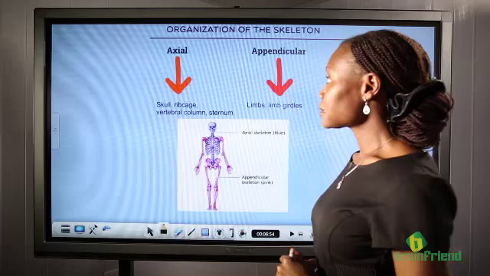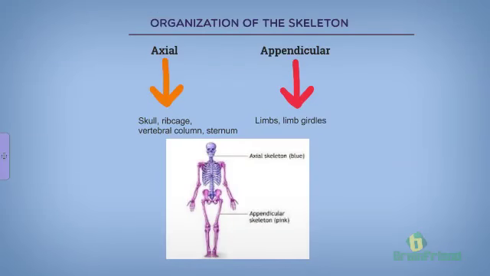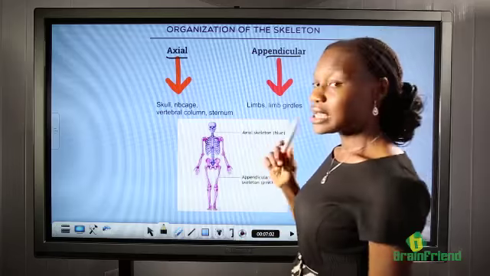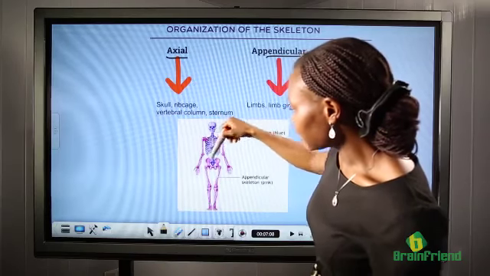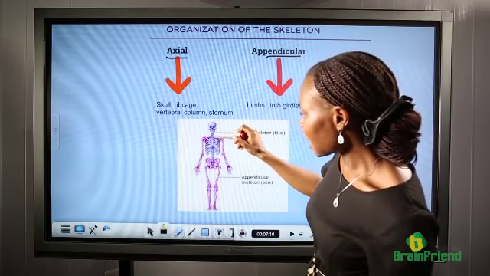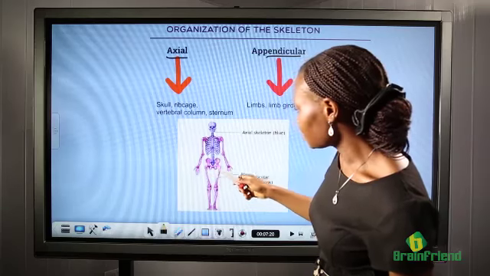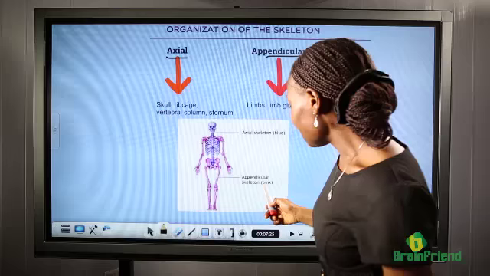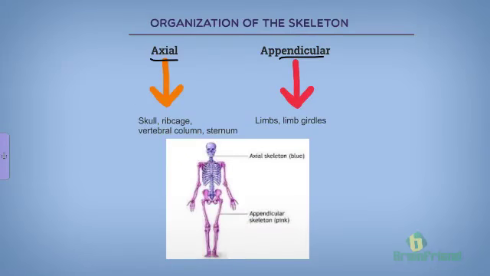In humans, the skeleton is divided into the axial skeleton and the appendicular skeleton. The axial skeleton comprises the skull, the vertebral column behind, the rib cage, and the sternum bone. The appendicular skeleton comprises the limbs and the limb girdles. As indicated by the pink coloration, we can see the appendicular skeleton from our diagram here, while the axial skeleton is indicated by the blue.